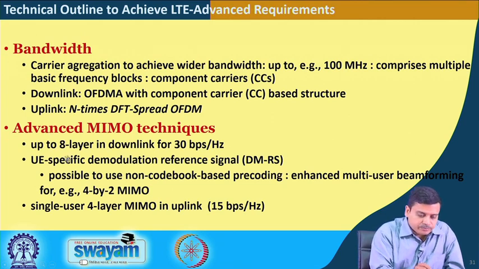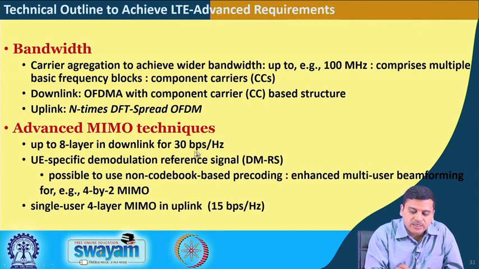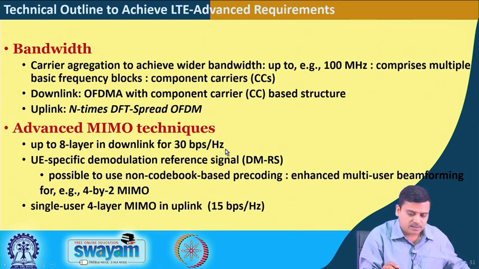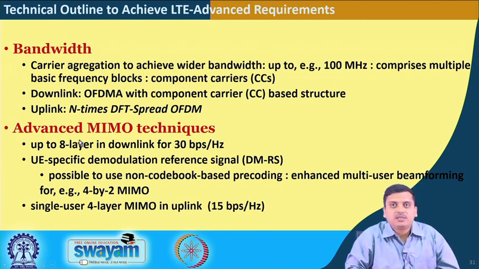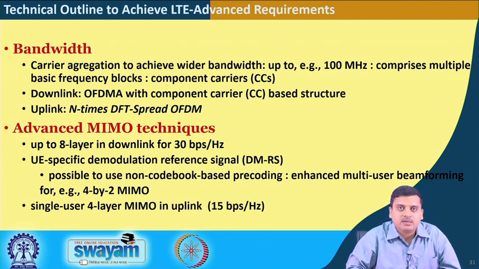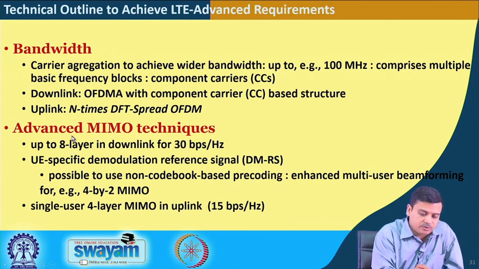In MIMO, up to 8 layers in downlink for 30 bits per second per hertz is doable. So, 8 layer means 8 spatial streams. That means simultaneously 8 data streams which operate on the same time and frequency are accessible in downlink. So, they multiply the SISO data rate by a factor of n, or here it is 8.